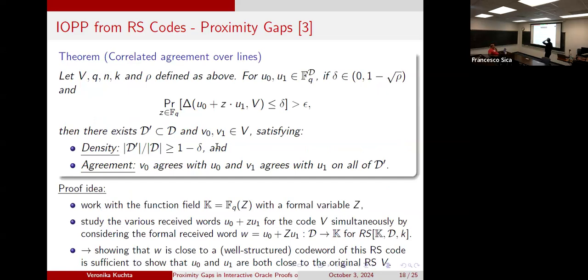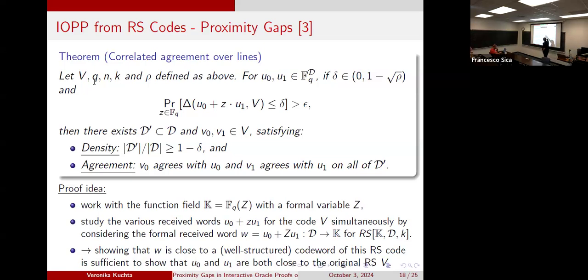Basically, remember now the FRI IOP protocol. The messages which were sent from the prover to the verifier looked something like that: a polynomial plus z multiplied by another polynomial. So now we can define this proximity gap theorem specifically for the IOP protocol, right? So let's assume that we are given these parameters as before. We use the Reed-Solomon code, q and k, and the block length of the Reed-Solomon code, rho is the rate. So they are all defined as before.